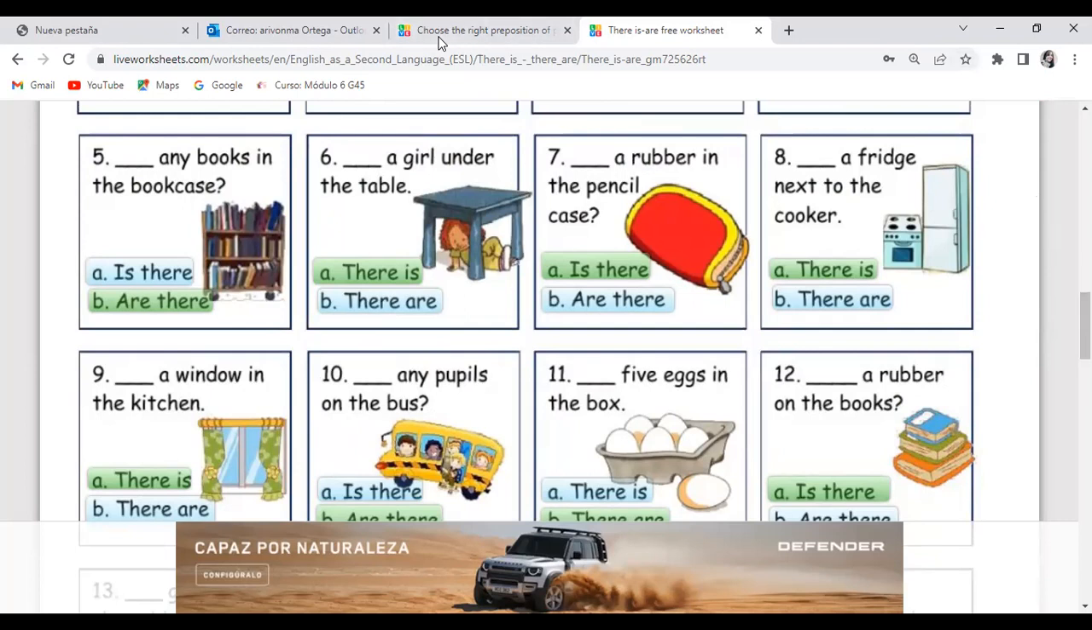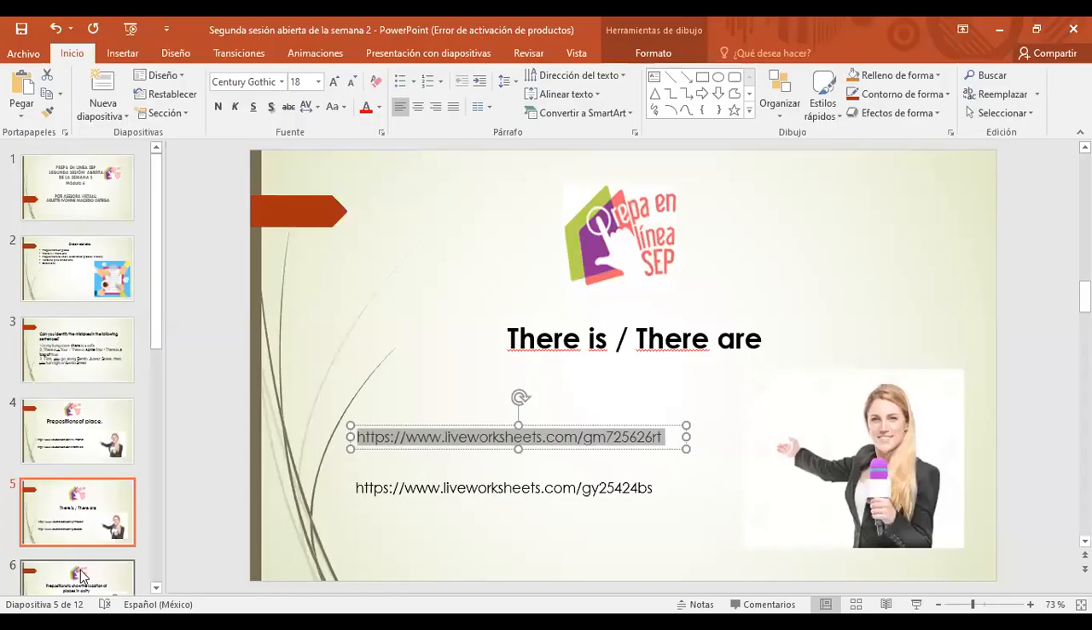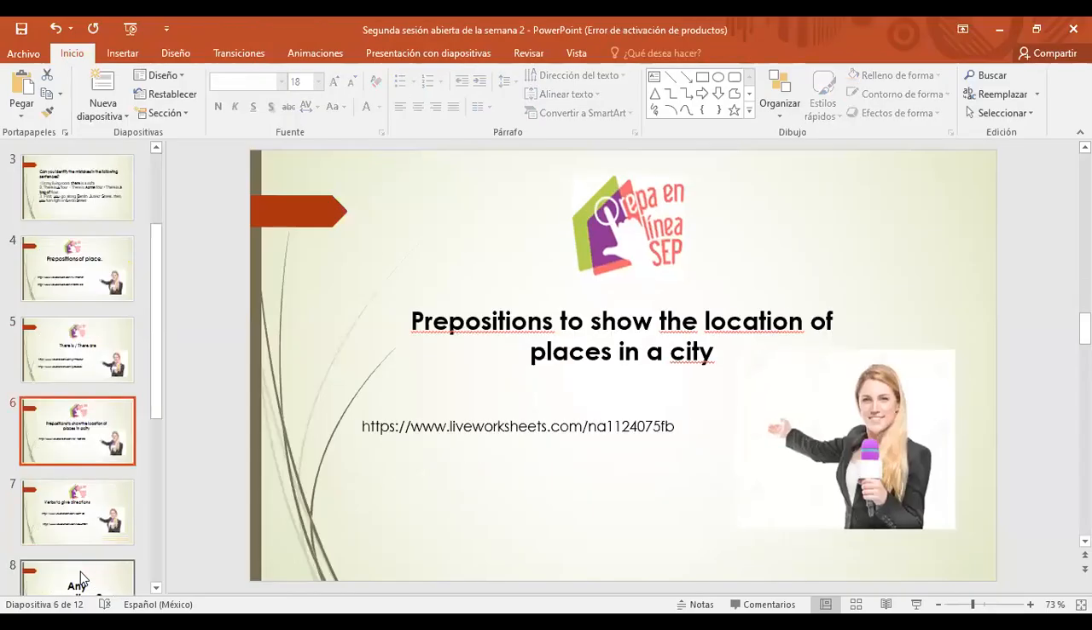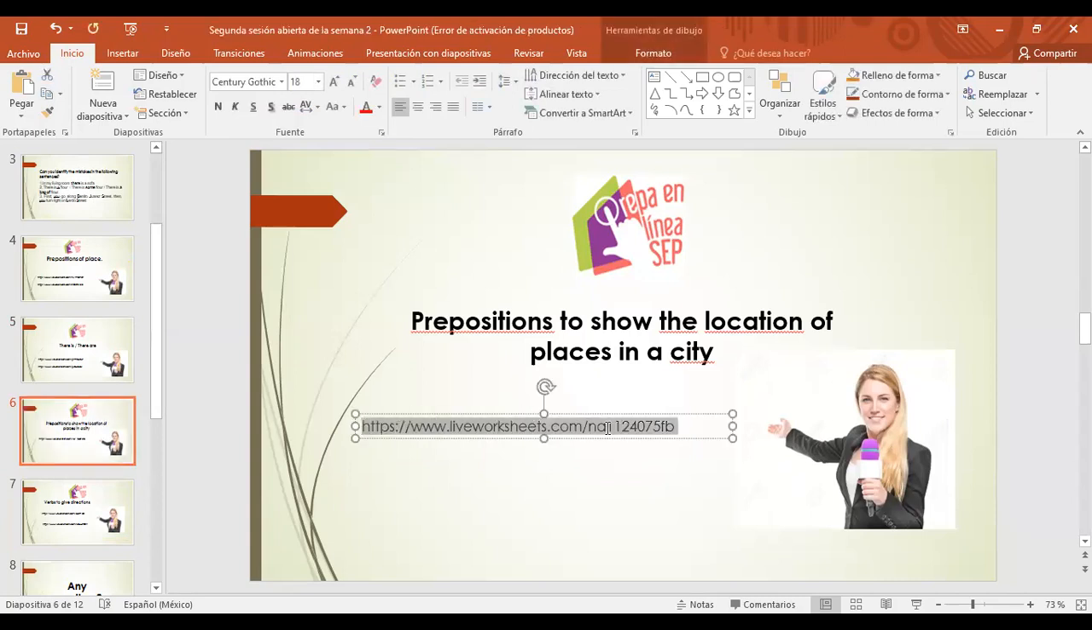Now let's go back to the presentation and let's do the next one. Prepositions to show the location of places in a city. Because remember that we also use prepositions when we give directions. You have to use prepositions to indicate where the places are. So for this, we are going to practice this exercise.